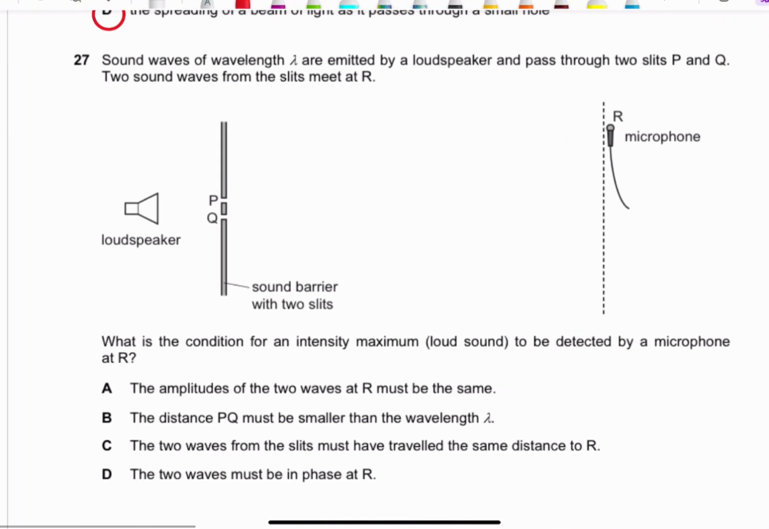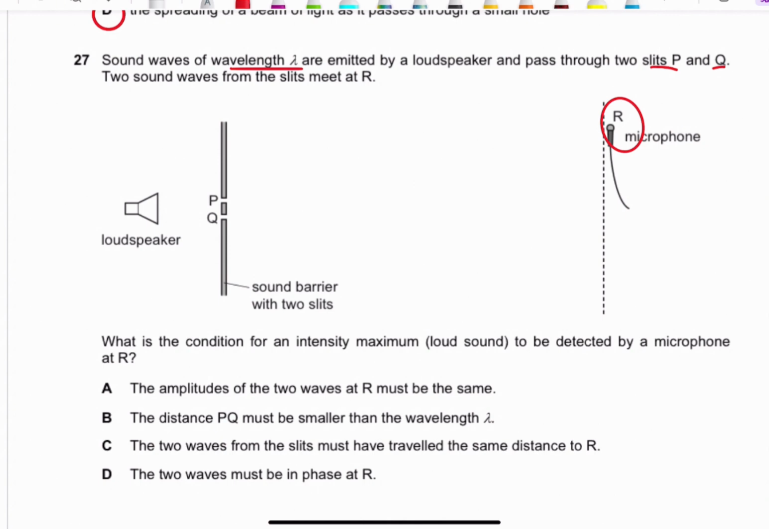Move on to question number 27. Sound waves of wavelength lambda are emitted by a loudspeaker, and they pass through 2 slits, slit P and Q, and the 2 waves meet at point R. Okay? What is the condition for an intensity maximum, a loud sound, to be heard by a microphone at R? So, yeah, it's just about conditions of interference.